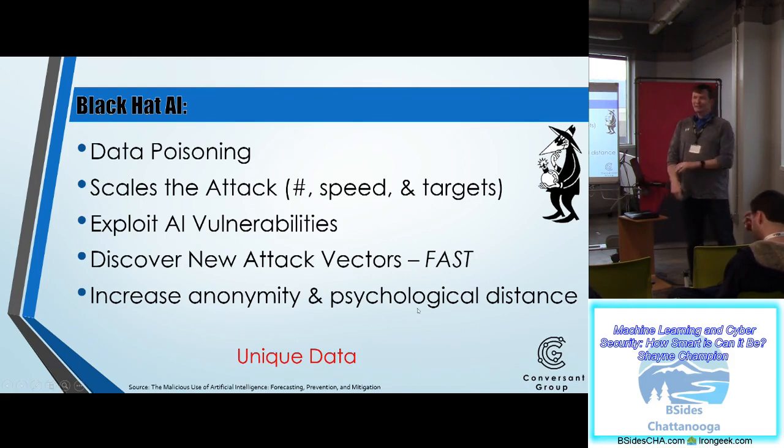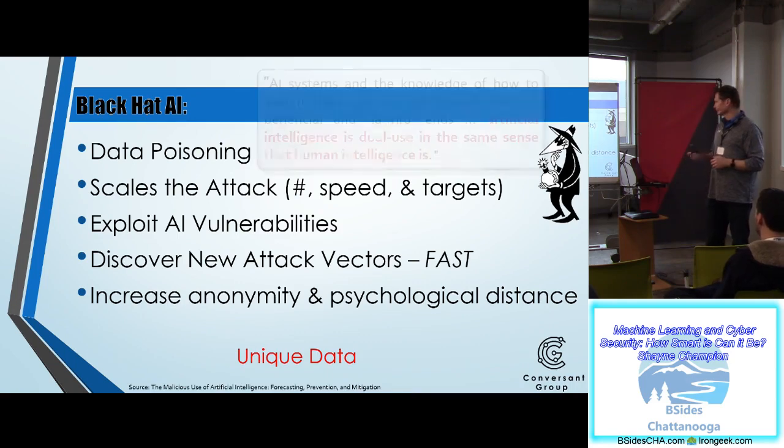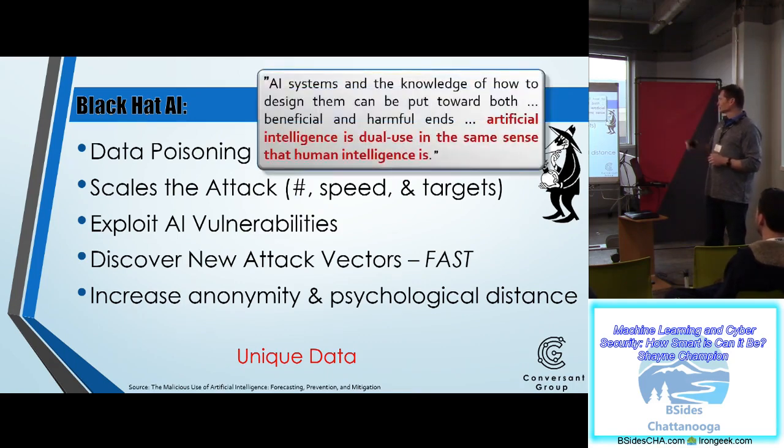The other thing is uniqueness of data. Remember, this is ultimately about finding patterns. And if there's outlier data, it doesn't really know what to do with it. Because remember, it can't make value decisions about the data. Only humans can really do that. Another really good quote from that same paper: artificial intelligence is dual use in the same sense that human intelligence is. Okay? And that's a good takeaway, that it can be used for both good and bad at the same rate.